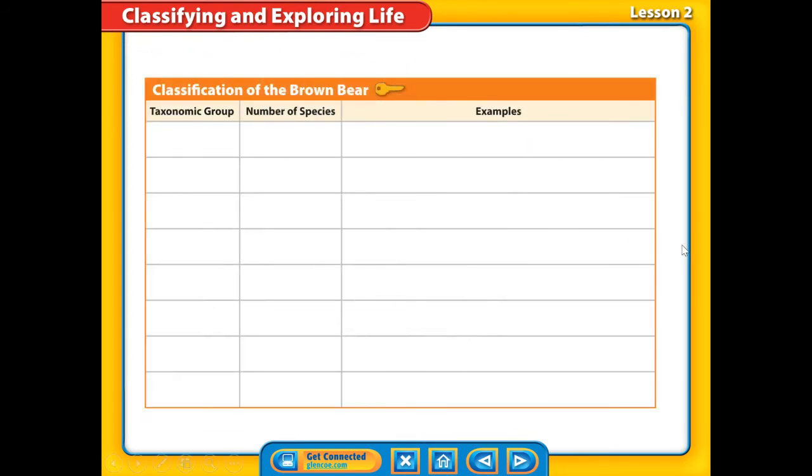So next we've got a chart that goes through the classification of a brown bear. So a brown bear belongs to the domain Eukarya, and that domain is anything that has a nucleus in its cells. And we'll learn more about those in the coming weeks. And there are many, many species in this domain, 4 to 10 million. Scientists are still discovering living things, so they don't know. And you've got some examples, everything from trees to the brown bear.